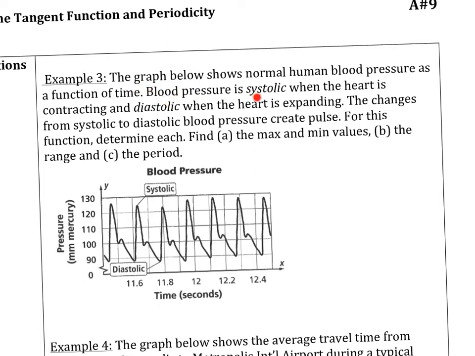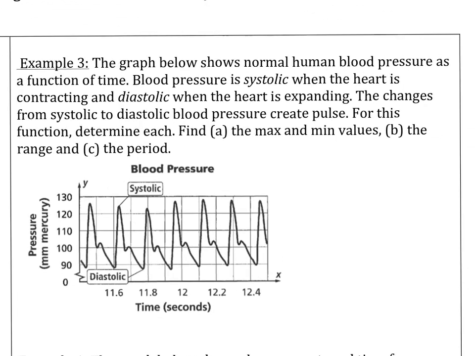Blood pressure is called systolic when the heart is contracting. So here it's contracting, it's building up the pressure. Systolic is way up here, the pressure is high. And then it expands to release it, called diastolic, when the heart is expanding. The changes from one to another create the pulse. For this function, we're going to determine the max and min values. So we're just reading the graph. We're going to find the range for this particular graph, and then the period.